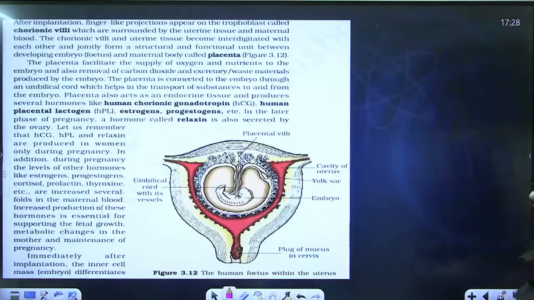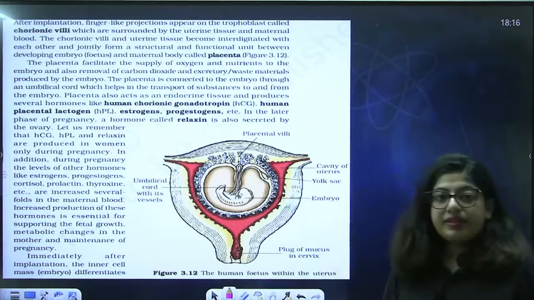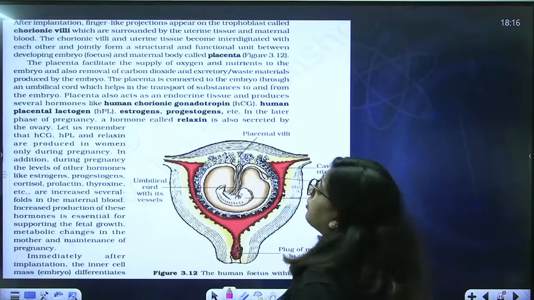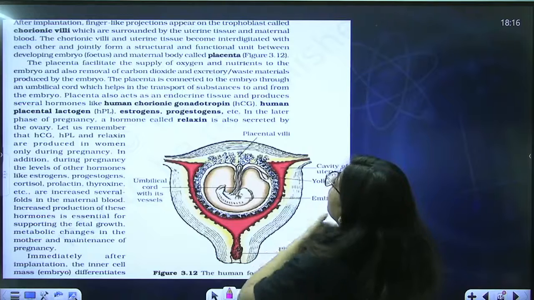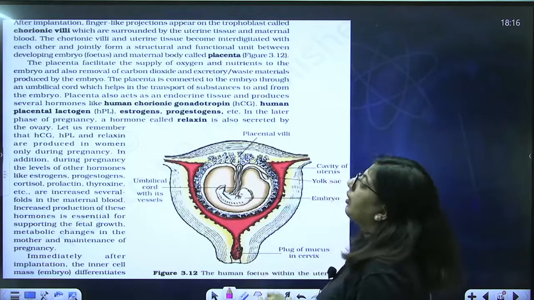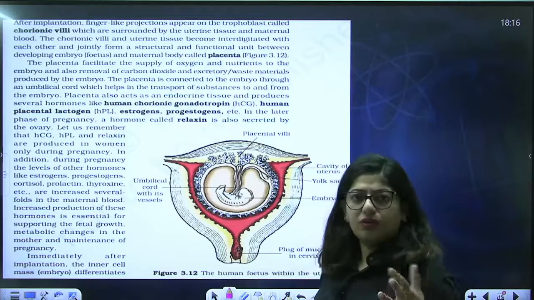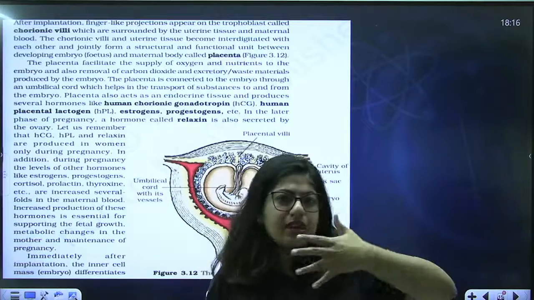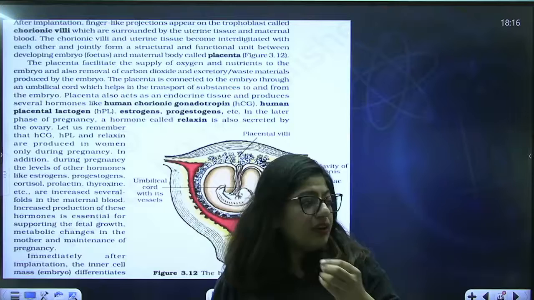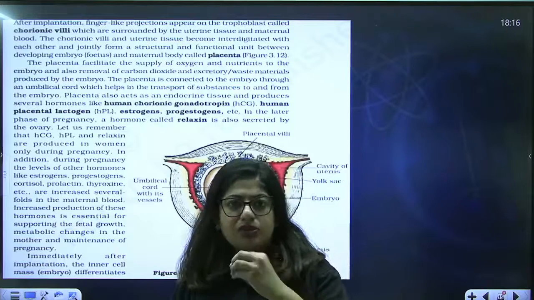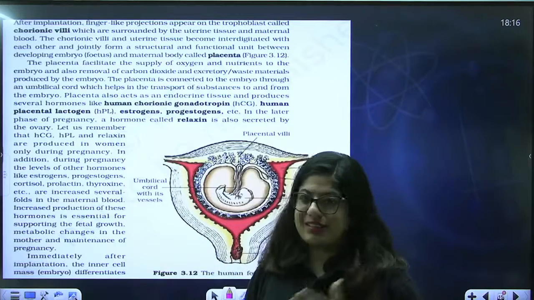Alright, so now let's read NCERT. So, let's read this. After implantation, finger-like projections appear on the trophoblast called chorionic villi, which are surrounded by uterine tissue and maternal blood. So, we all know the chorionic villi start to embed inside the uterine tissue. If the font size is small, what I would suggest is, please open your NCERT. That's a clip from NCERT.